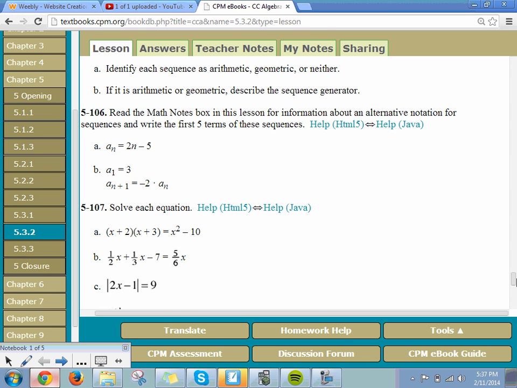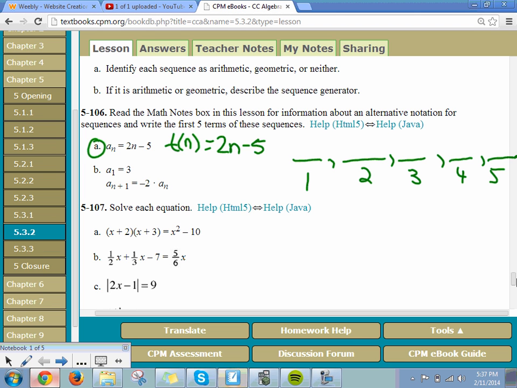Well, A is a way of stating an explicit formula. What they're really telling you here is that t of n is equal to 2n minus 5. So in order to find our first 5 terms, the first one we want to find is when we plug in 1, when we plug in 2, when we plug in 3, 4, and 5. Our first, second, third, fourth, and fifth. So for example, t of 1 is equal to 2 times 1 minus 5, which is going to be -3.